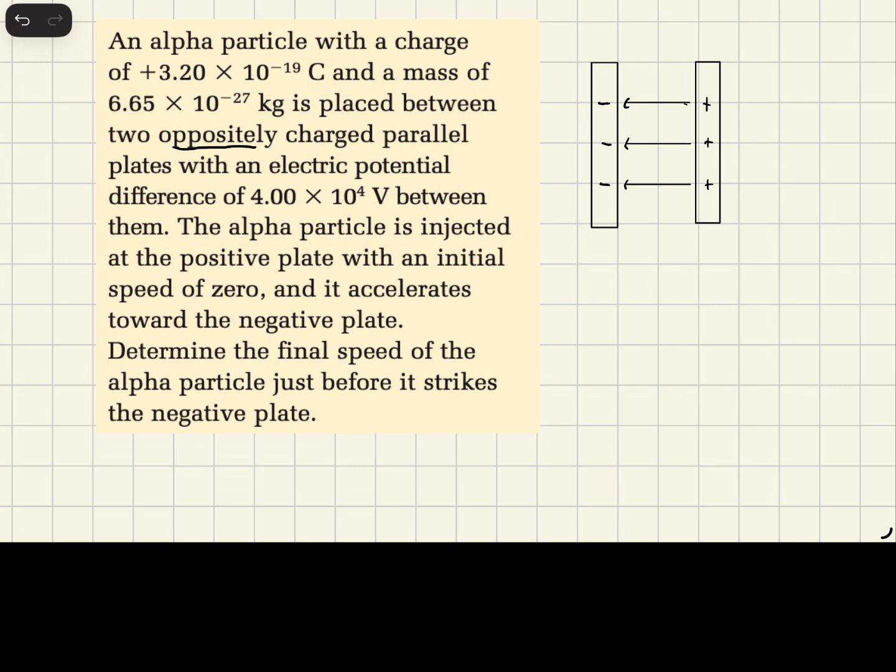Now, sometimes I feel that it helps to draw these out, so I've drawn the two plates here with the field lines pointing, of course, from the positive to the negative, and we're going to place our alpha particle, which is a positively charged particle, perpendicular to the field. And what we know is that it is going to curve towards the negative because of those other perpendicular vectors that are already present via the field lines.